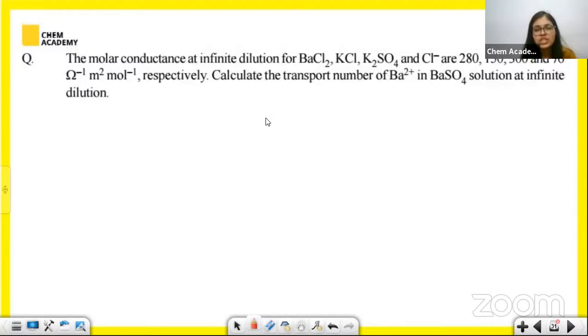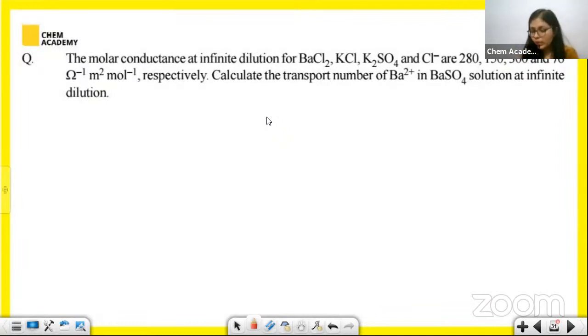Okay, this question says that the molar conductance at infinite dilution for BaCl2, KCl, K2SO4 and Cl minus are 280, 150, 300 and 76 ohm inverse meter square mole inverse respectively. We have to calculate the transport number of Ba2 plus in BaSO4 at infinite dilution.